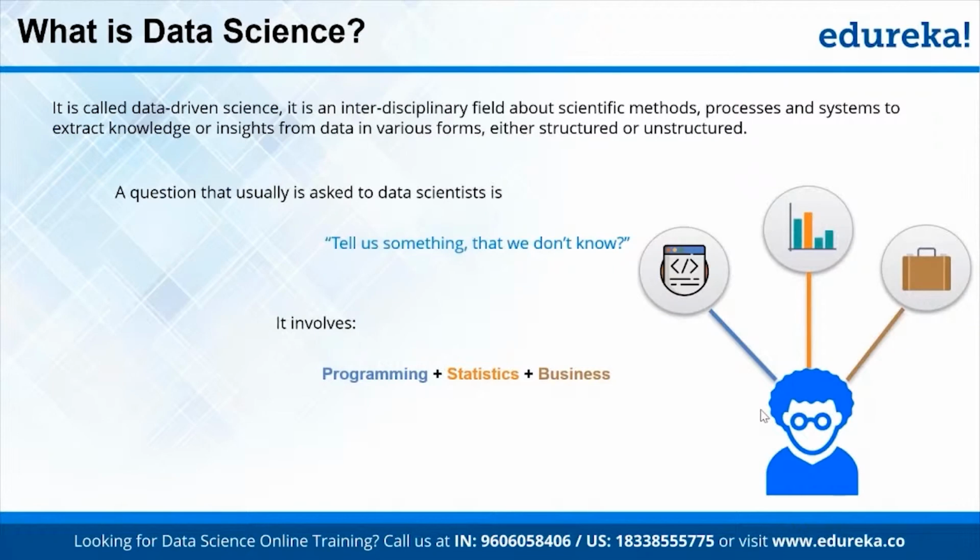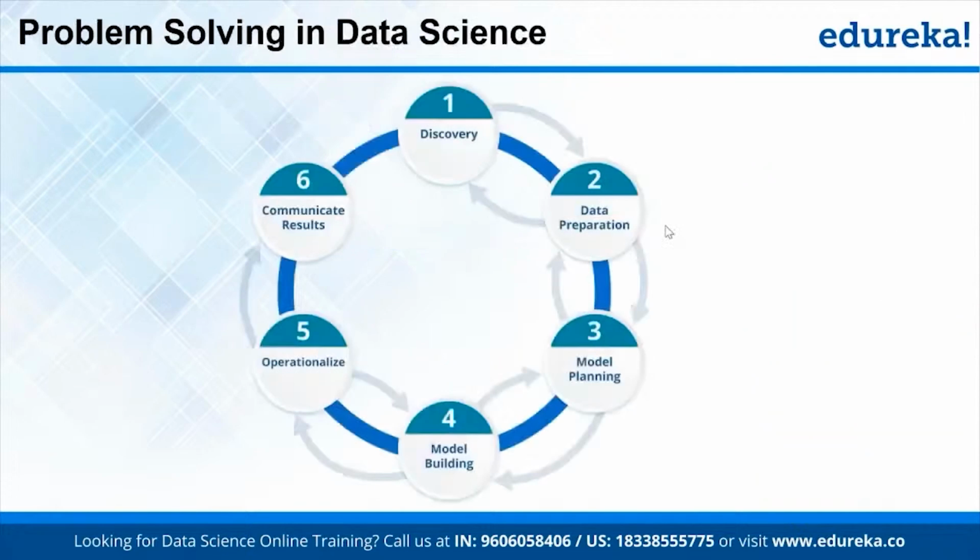First of all, you need to have good domain knowledge. Then you need to know statistics, and then you will be writing the programs to understand the relation. So as a data scientist, you need to have expertise in statistics, programming, and also domain knowledge as well.